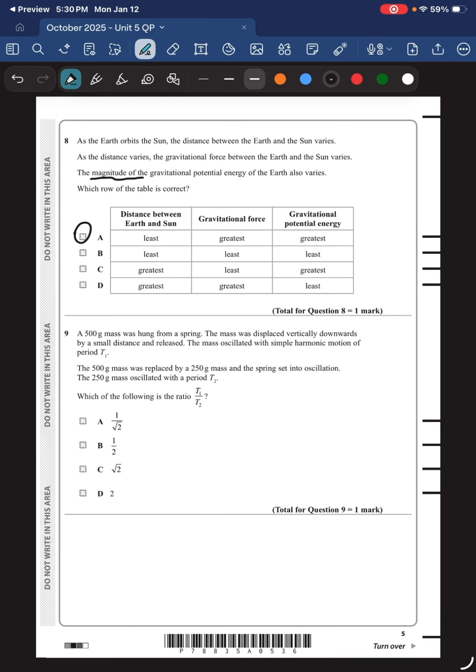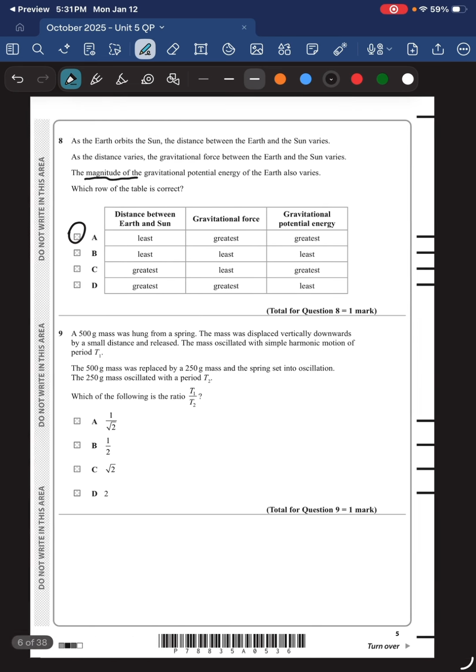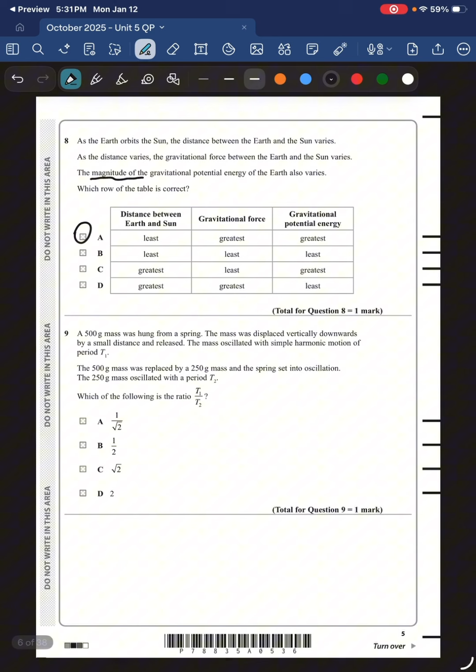Then, if the distance between the Earth and the Sun is least, the gravitational force is least, and the gravitational potential energy is least, it's obviously wrong, as you see from this graph, okay? So I hope this explanation works for you. If you have any questions, let me know in the comments. I always answer. So yeah, let's move to question 9.